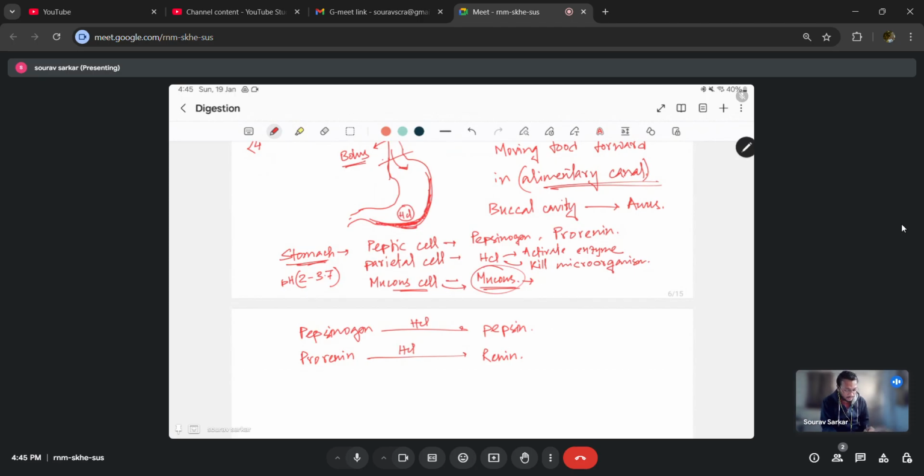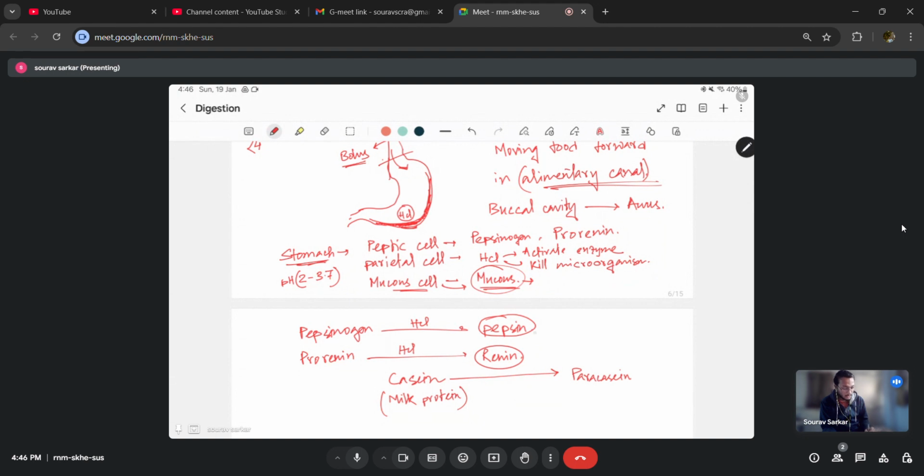Now there will be a question: what is the function of pepsin and renin? Renin will react on the milk protein, that is known as casein. That is milk protein. So in case of a baby, or an infant, who mostly depends on their mother's milk, their stomach will release the enzyme renin, that will break down the milk protein casein into paracasein, and paracasein is the easier form the body could absorb.